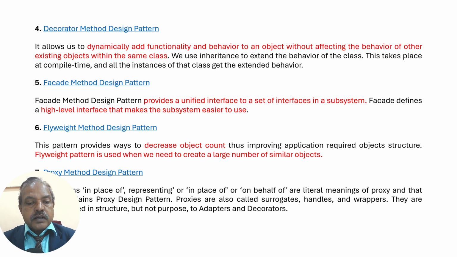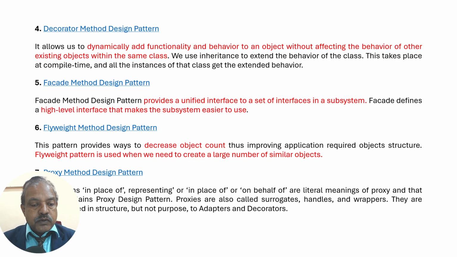And the fifth one is the facade method of design pattern. The facade design pattern provides a unified interface to a set of interfaces. Suppose there are a number of subclasses, so an interface is required. It provides a unified interface. We call it the facade. And the facade defines a high-level interface that makes the subsystem easier to use.